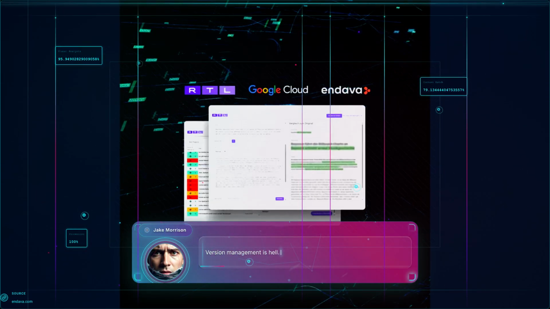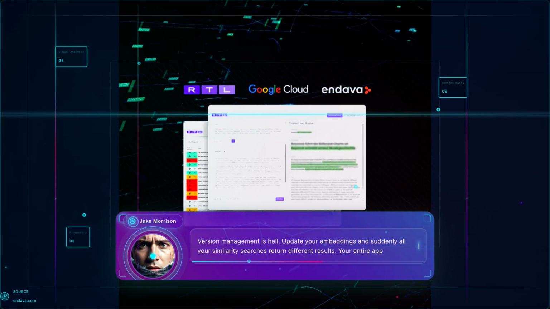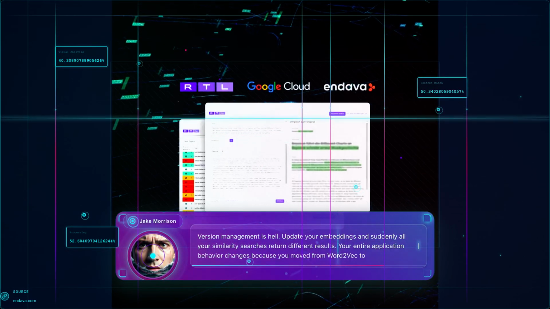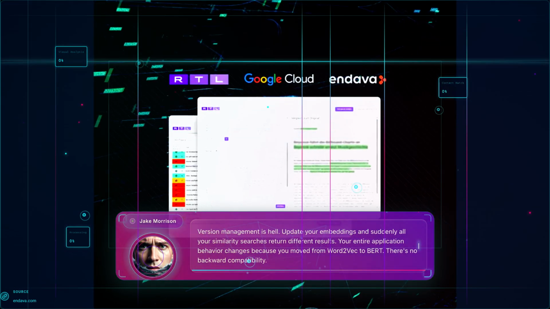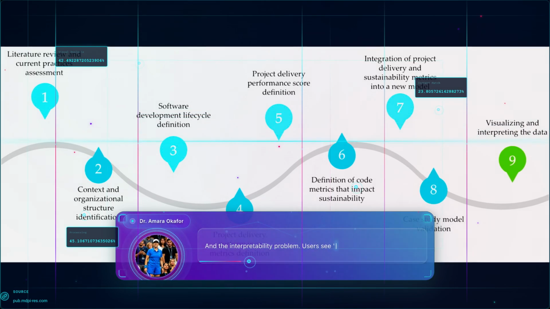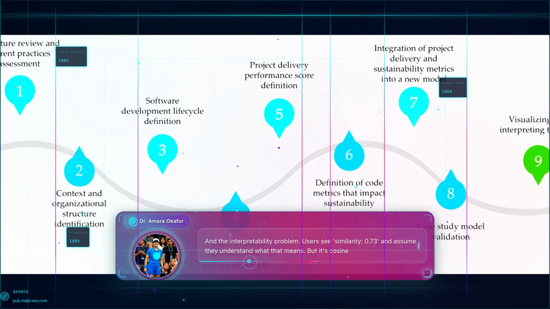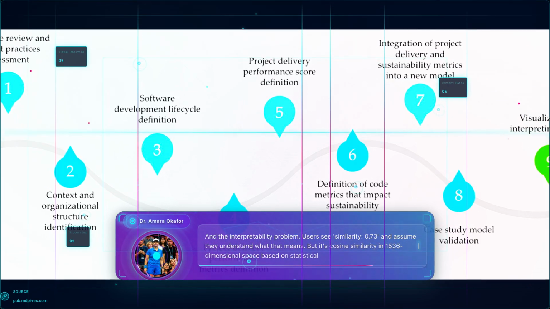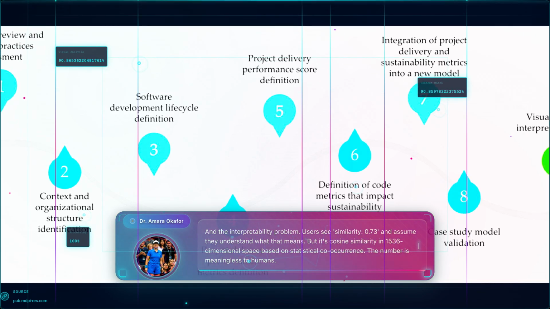Version management is hell. Update your embeddings and suddenly all your similarity searches return different results. Your entire application behavior changes because you moved from word2vec to BERT. There's no backward compatibility. And the interpretability problem, users see similarity 0.73 and assume they understand what that means. But it's cosine similarity in 1536-dimensional space based on statistical co-occurrence. The number is meaningless to humans.